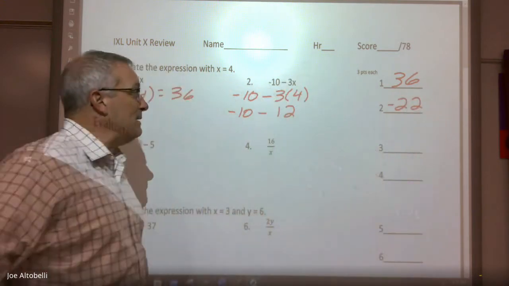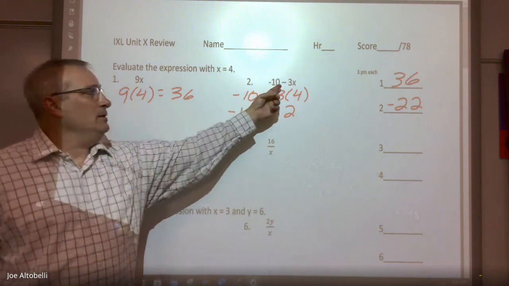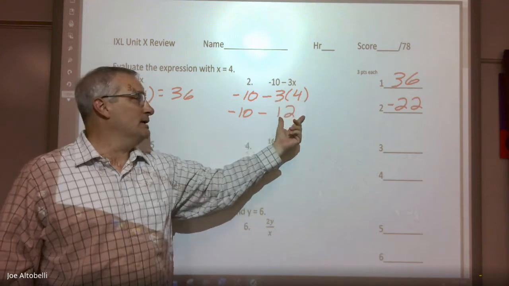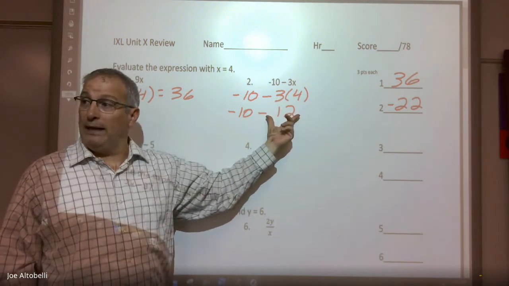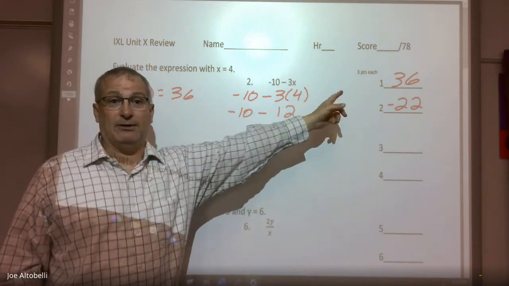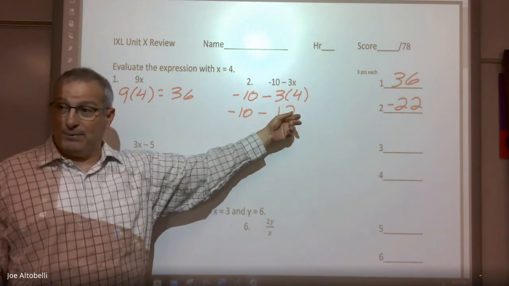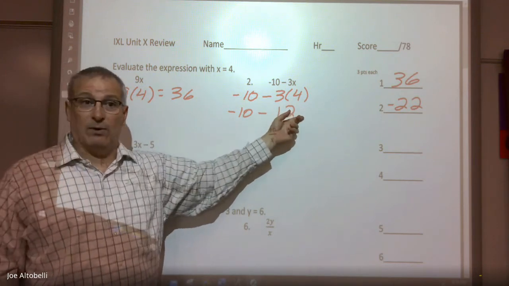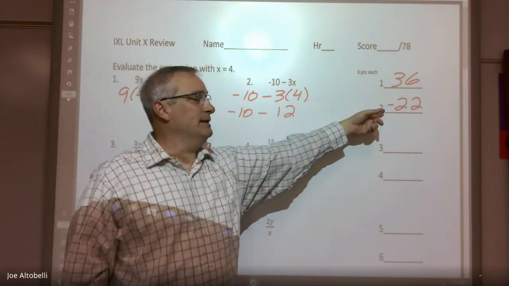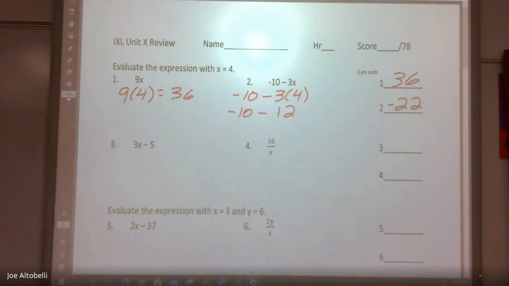All right, if I did my math right, we get negative 22. 3 times x, where x is 4, so 3 times 4 is 12. At this point, you can either do negative 10 minus 12 on your calculator and get negative 22, or you can change this to adding the opposite, so it'd be plus a negative 12. Negative 10 plus negative 12 is negative 22. All right, go ahead, number 3.